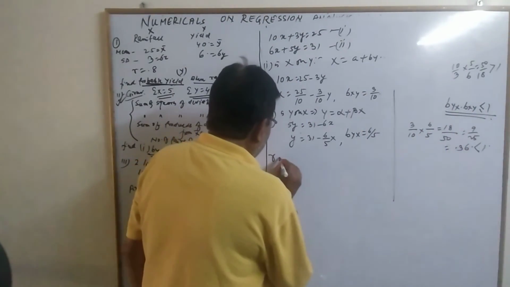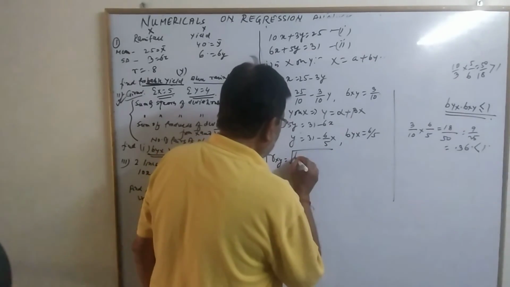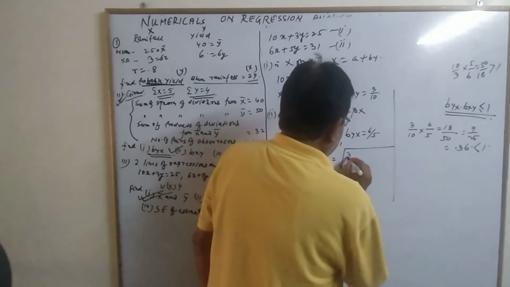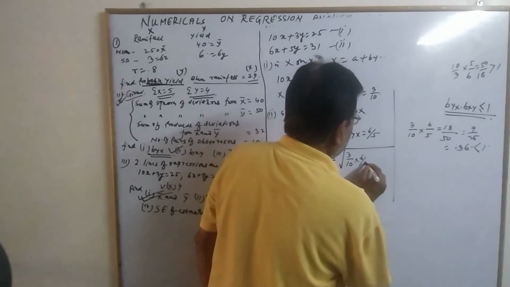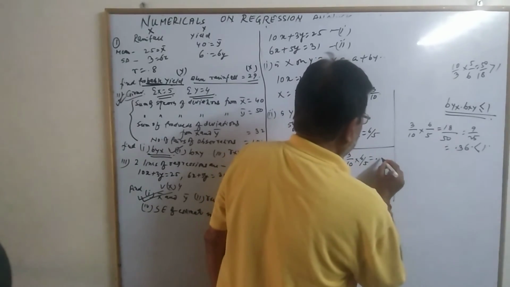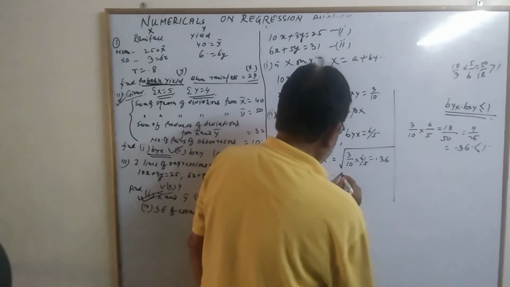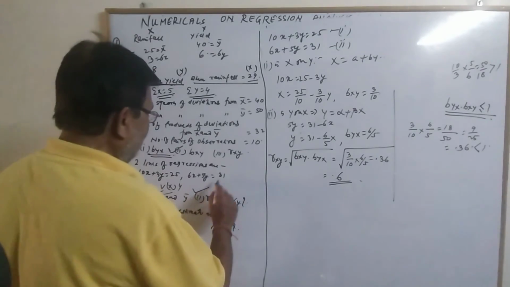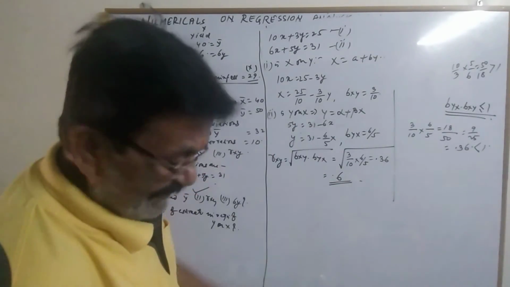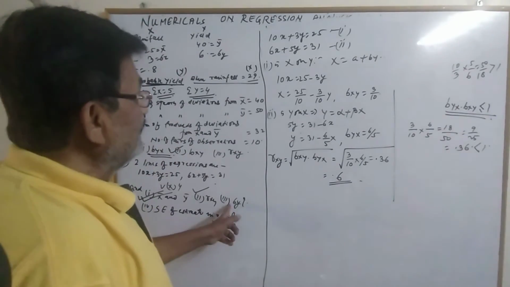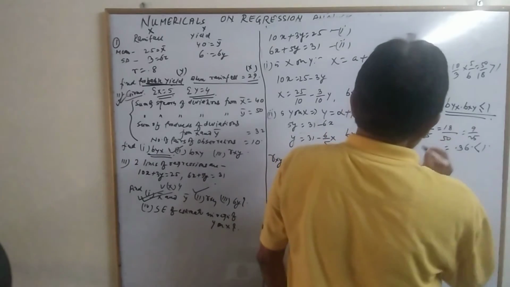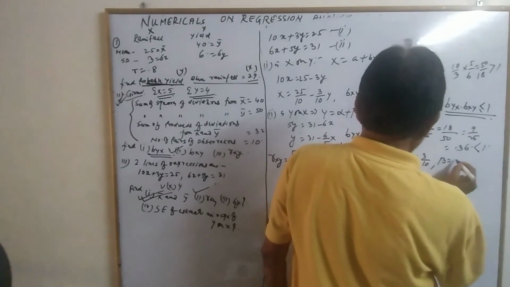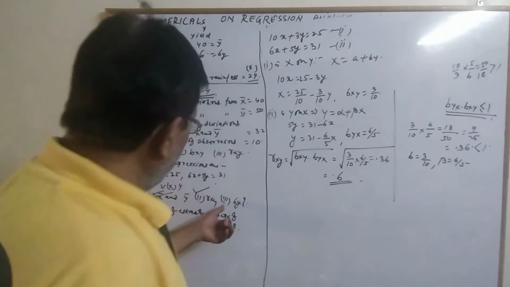Hence rxy is under root bxy into byx. This is 3 by 10 into 6 by 5. It has been calculated as 0.6, hence r has been found as 0.6. So r is 0.6. Next stage, sigma y, the standard deviation of y. So bxy is 3 by 10 and beta is 6 by 5. All right, so now we have to find out.